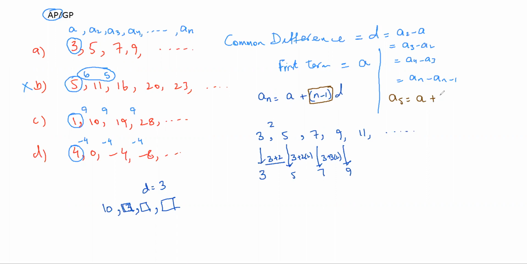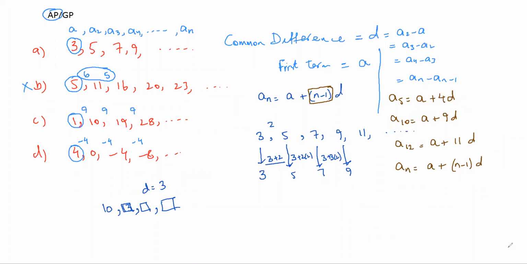4. 4D, okay? If you want to find the 10th term, that would be A plus 9D. If you want to find the 12th term, that would be A plus 11D. Similarly, if you want to find the nth term, that would be A plus n minus 1 times the common difference. Okay?